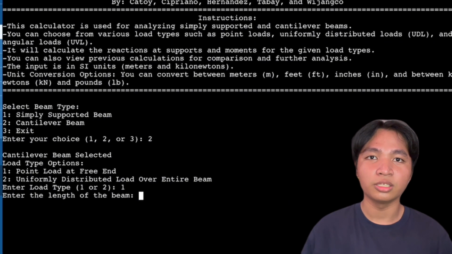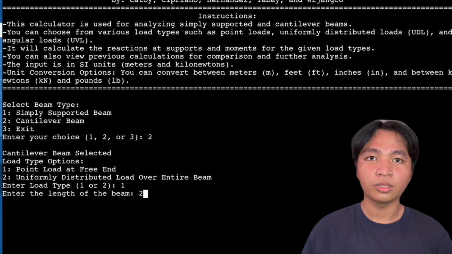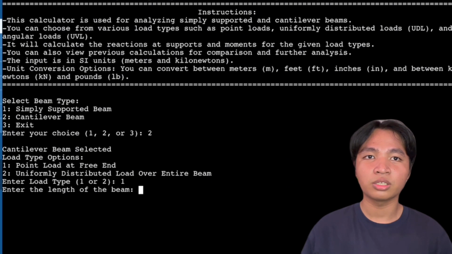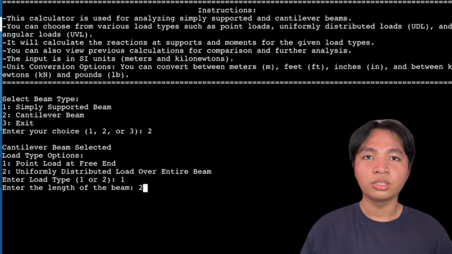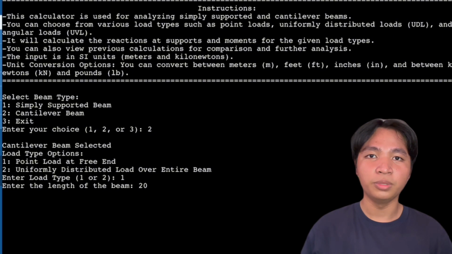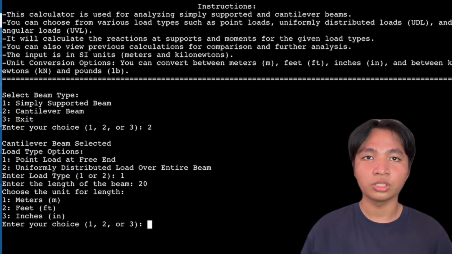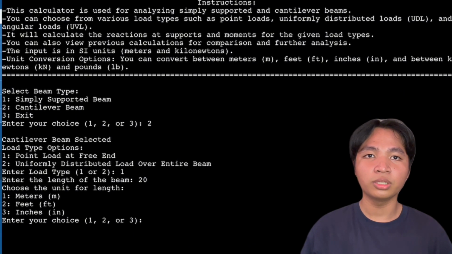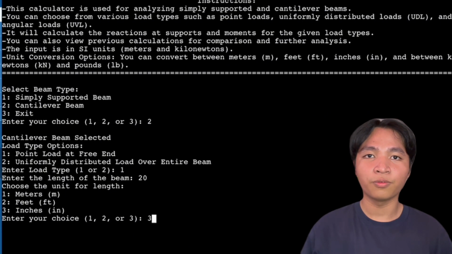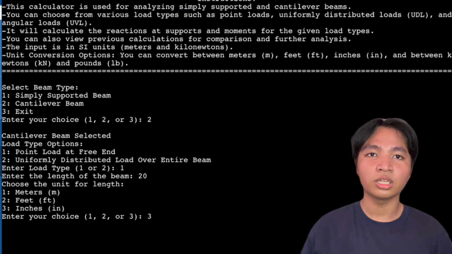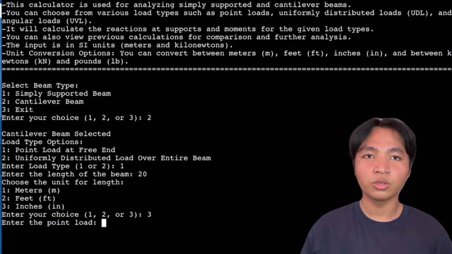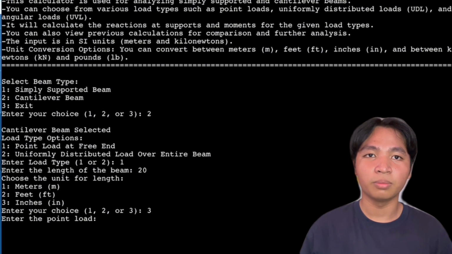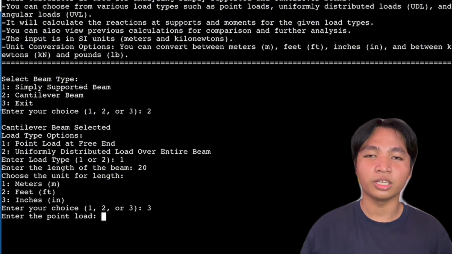For the point load at free end, if the user selects point load at free end, the program asks for two main inputs: the magnitude of the point load and the length of the beam. It also offers unit conversions for both values. For length, from meters to feet converted by multiplying by 0.3048, and to inches converted by multiplying by 0.0254. For the load, from kilonewtons to pounds converted by multiplying by 4.44822.